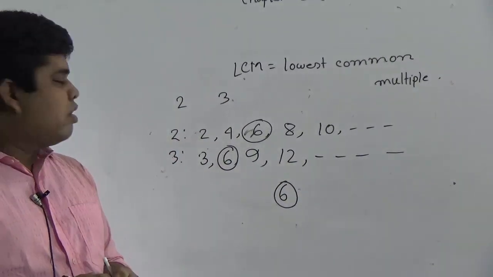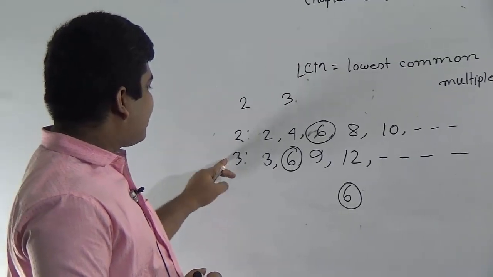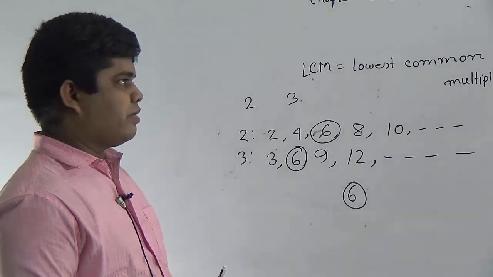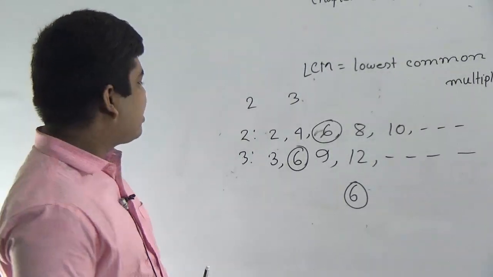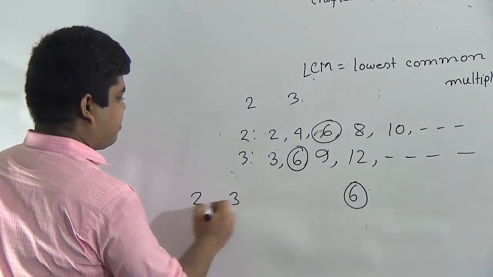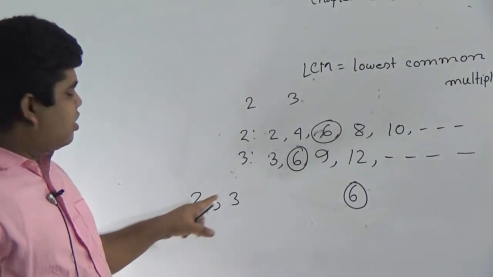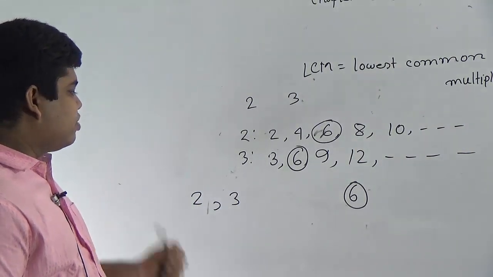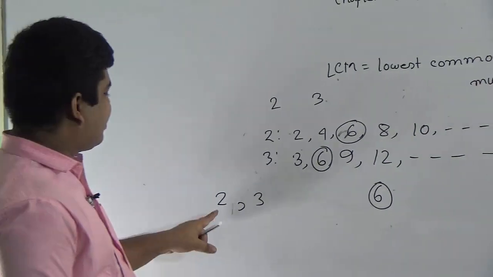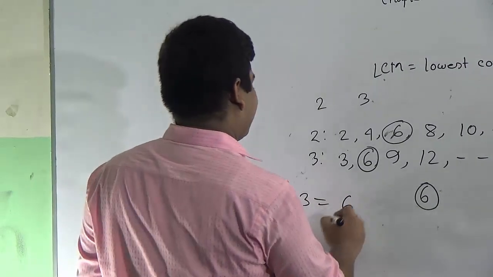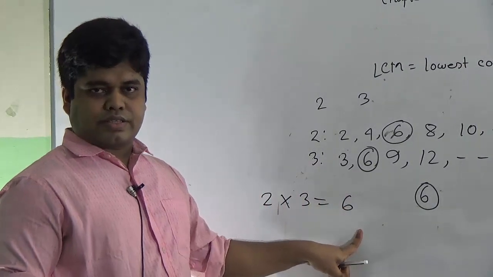You can also find the LCM of 2 and 3 by using the prime factorization method. How? My dear students, notice if there is any common prime factor between 2 and 3. 2 is a prime number, 3 is also a prime number. So there is no common prime factor between 2 and 3. So we multiply these two numbers and we get the answer. That means 2 3s are 6.